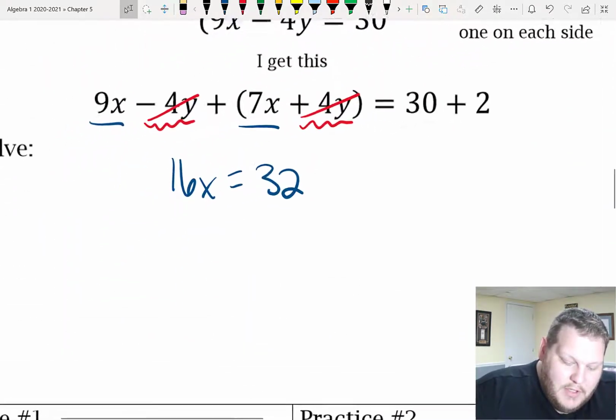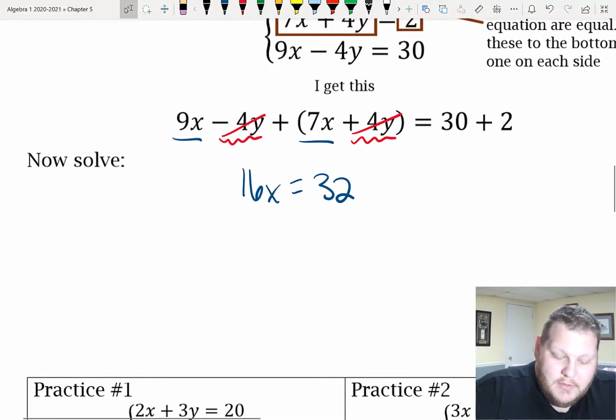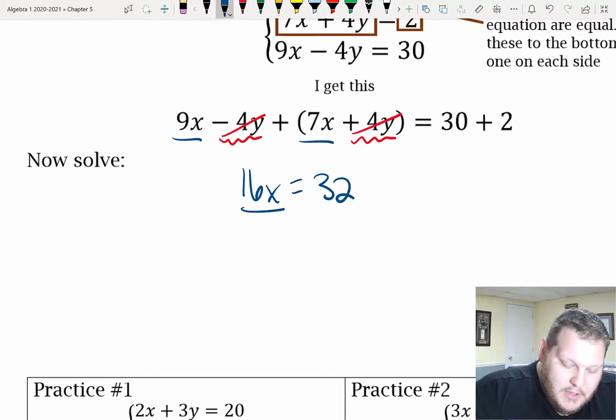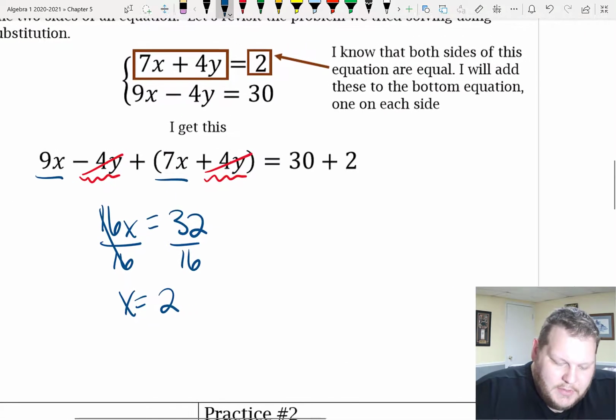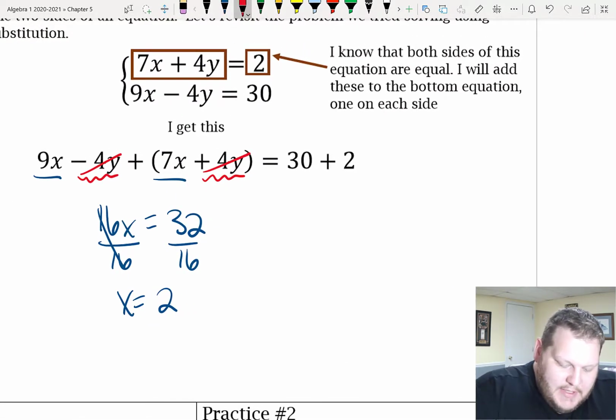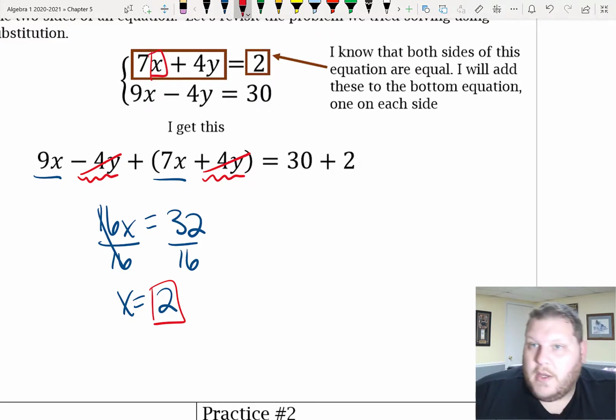Now, from here, we still have to finish up the problem if we're going to solve it using elimination. So I still have to divide by 16 on both sides to get x equals positive 2. And then I still have to go back to one of my 2 original equations, taking that 2, plugging it in for x in my top equation.